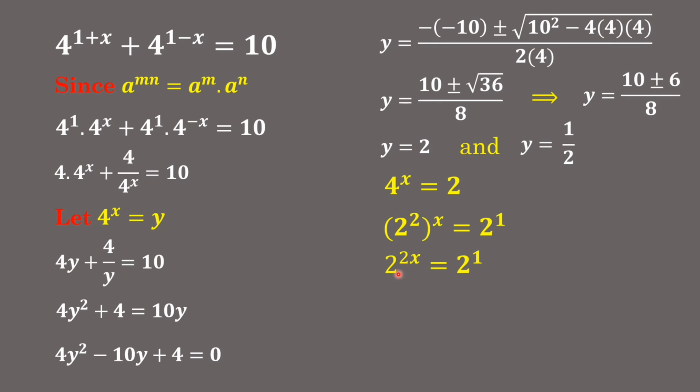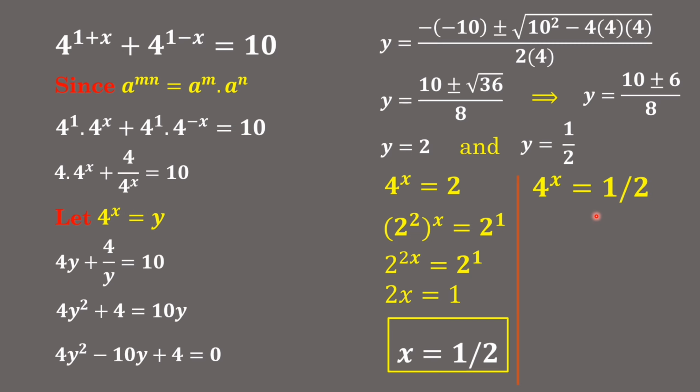Since bases are same, we can equate the exponent. So 2x is equal to 1, and from here we will get x is equal to 1 by 2. So this is the value of x when 4 power x is equal to 2. Now we will consider the second case when 4 power x is equal to 1 by 2.